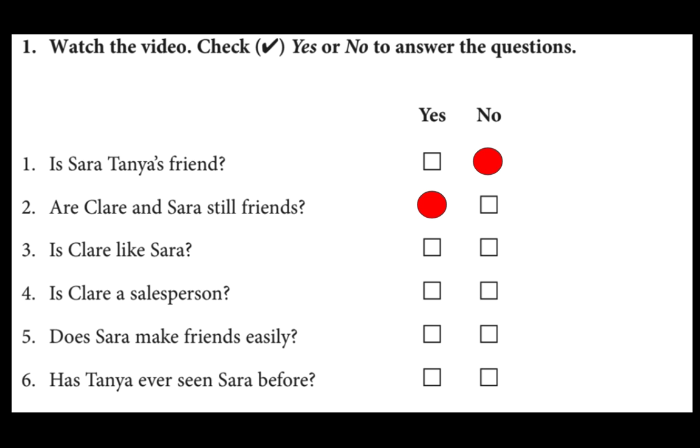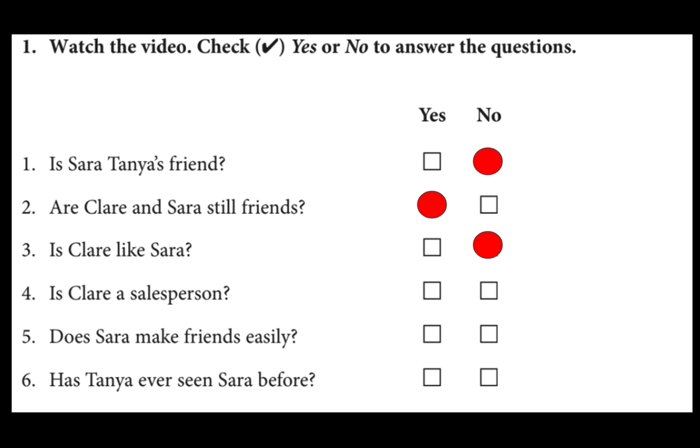Three. Is Claire like Sarah? So this like, are they the same? Are they similar? The answer here is no. So Tanya asked, are you very similar? Claire, no, not really. I can be pretty reserved sometimes. But Sarah, she's so outgoing. She is someone who makes friends easily.